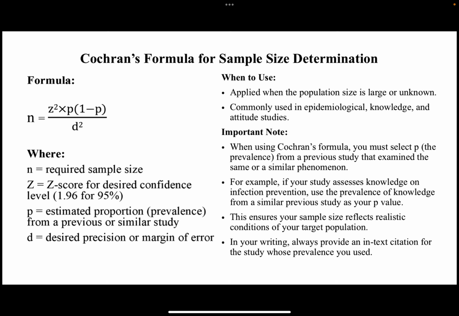So for example, you are doing a study where one of the things you are measuring is the attitude of nurses towards infection prevention and control. Go and look for a study that also measured the attitude of nurses on infection prevention and control. You look for a study that measured the variable that you would also measure in your study. Then you take the proportion of their measurement and use it to represent the proportion in the Cochran's formula, and use it to do your own calculation for sample size.